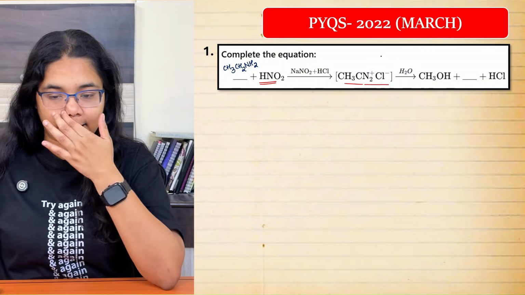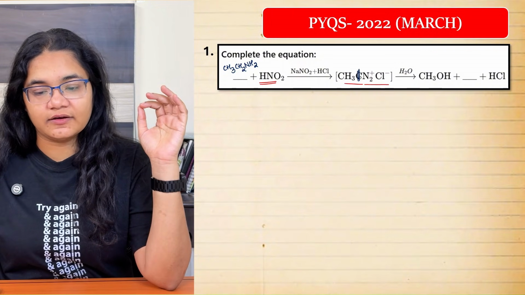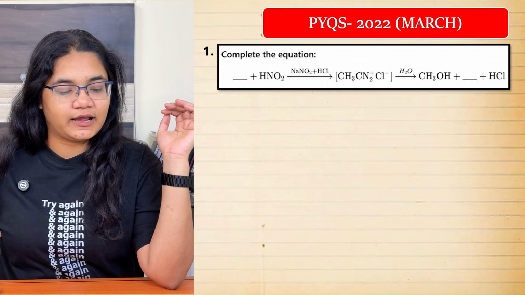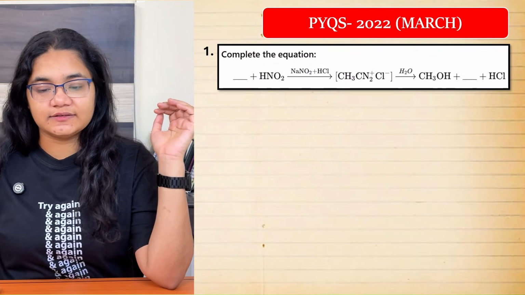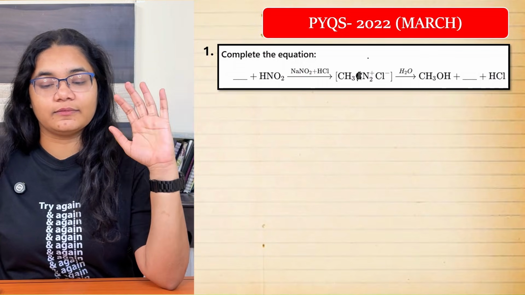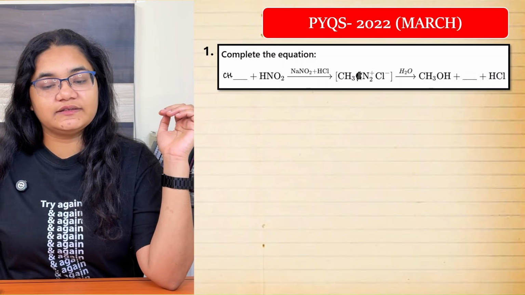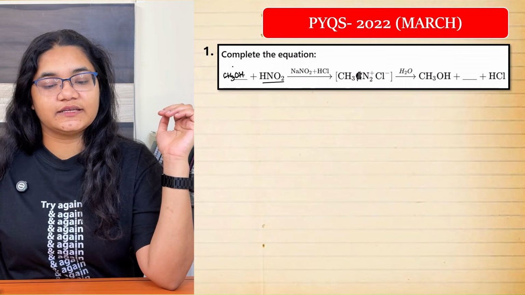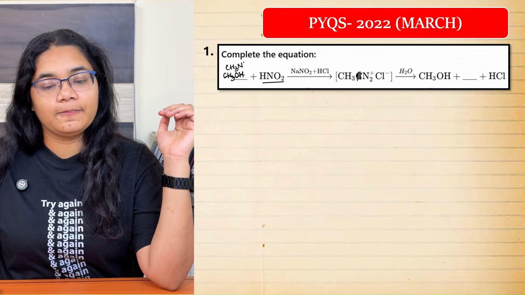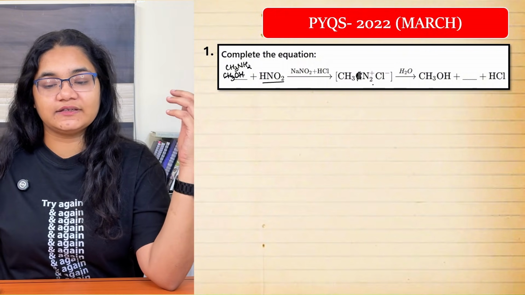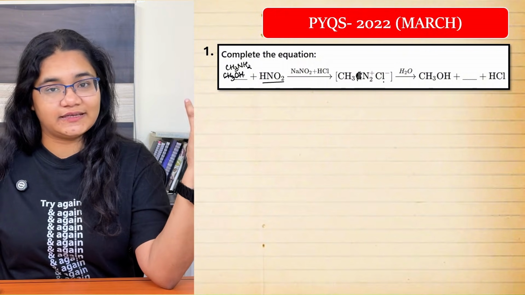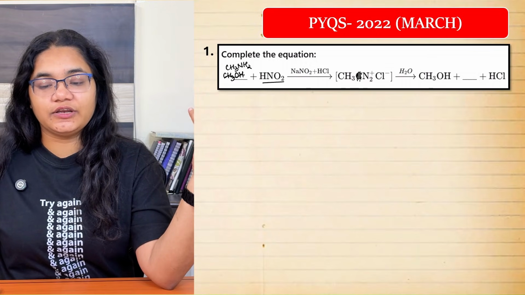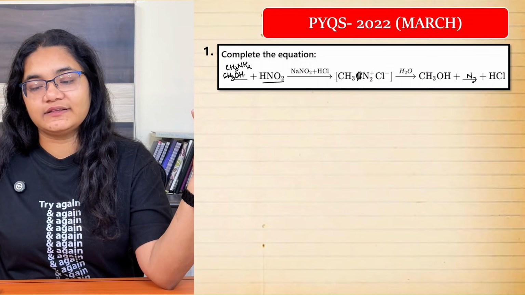I think there is a small printing mistake here. This carbon will not be there. So my first answer would be the correct one. I'll just erase this one. See here, this is a small printing mistake; this carbon is not there. So this one will be CH3NH2. Now when you treat this one with nitrous acid, you get CH3N2+ and Cl-, and on hydrolysis you will get CH3OH plus N2 plus HCl.